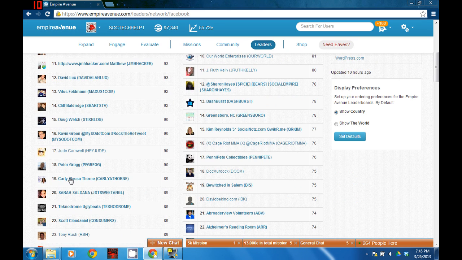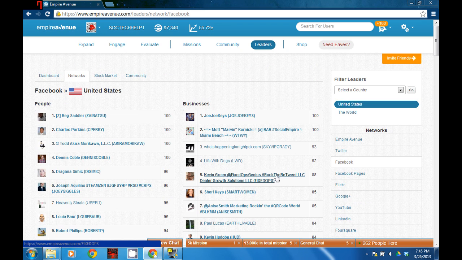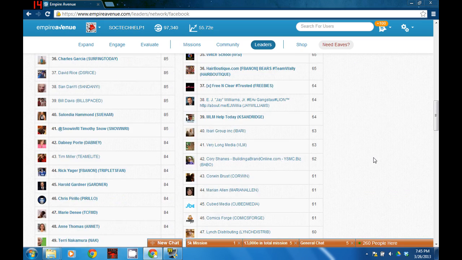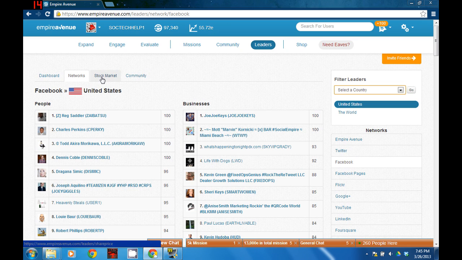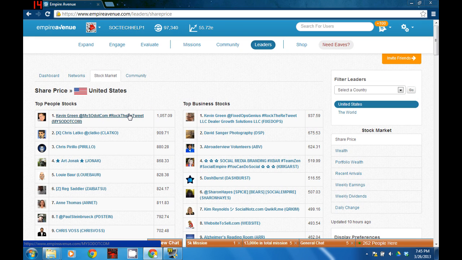And on these lists right here, people that are in bold are individuals that you own stock in, and people that are in regular font are people that you do not own stock in. So that's a quick and easy way to differentiate who you do and do not own stock in. And you can also filter by country, which is interesting. There's a ton of countries, as you can see. And that's essentially the Leaders tab. We'll go over here to stock market. And wow, this guy, I remember, when I started, he was around 500. That was a month and a half, 2 months ago, something like that. Maybe he was a little bit higher than 500, but he's just insanely, look at that, $1,000.